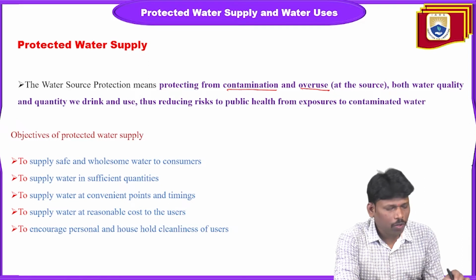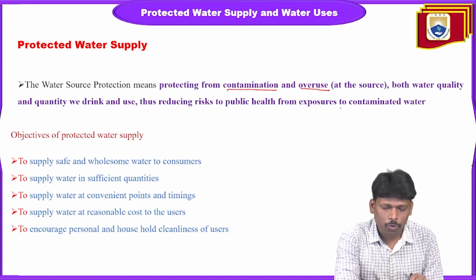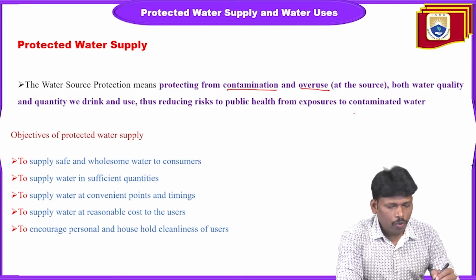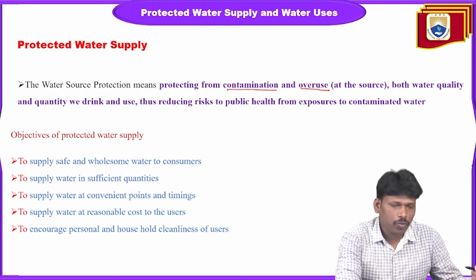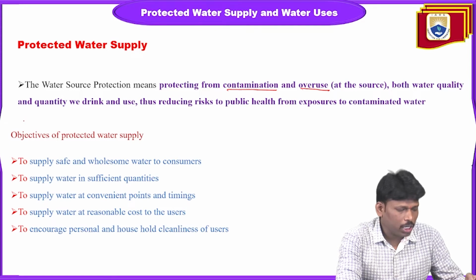So both the water quality and quantity we drink and use are protected, thus reducing the risk to public health from exposure to contaminated water. Then the objectives: why do we need to protect the source of water? The various objectives you can see here.